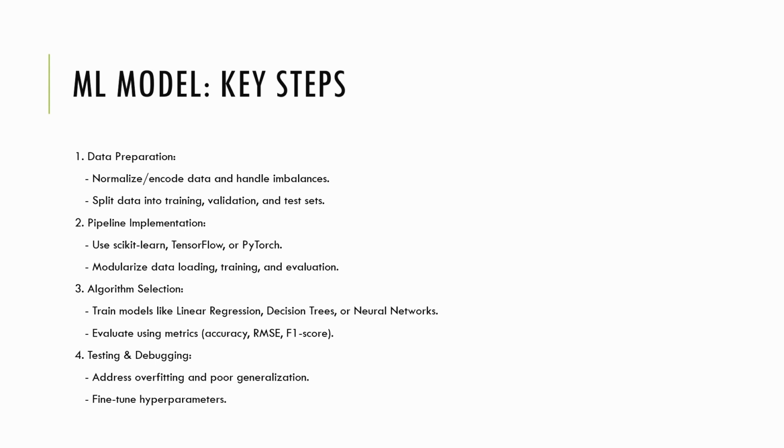For the machine learning model, we begin by preparing the data. This involves normalizing, encoding categorical variables, and splitting the data into training, validation, and test sets. We then implement the ML pipeline, which includes loading the data, training the model, and evaluating performance. Various algorithms can be experimented with, like linear regression or decision trees, to find the best fit. Testing and debugging are crucial, especially when addressing overfitting or underfitting issues.